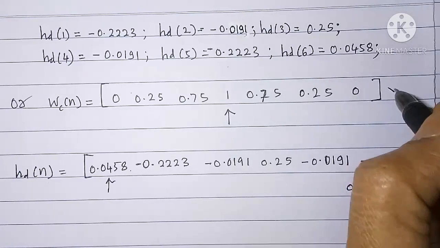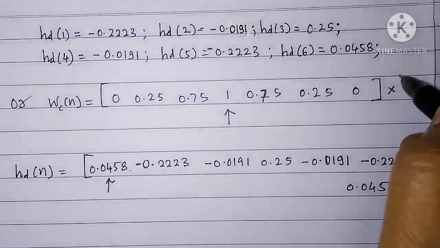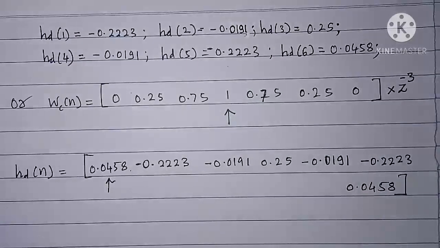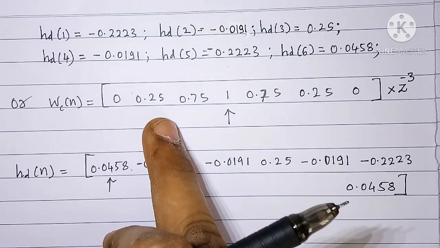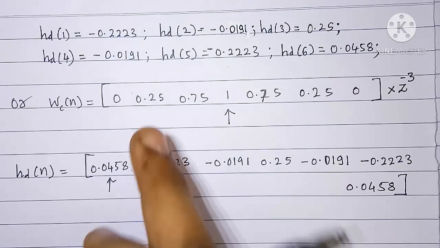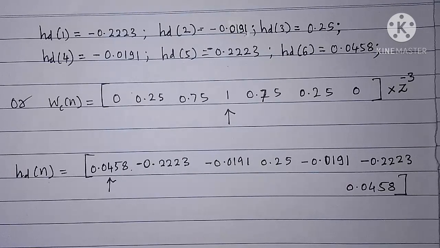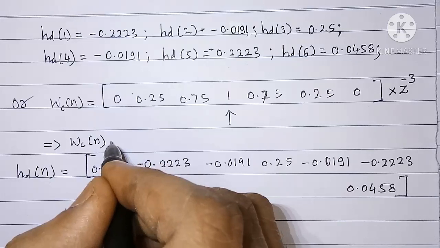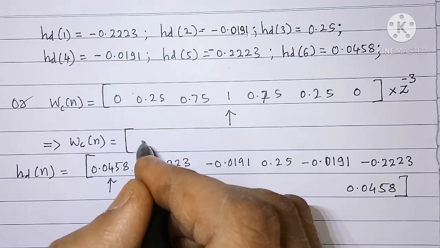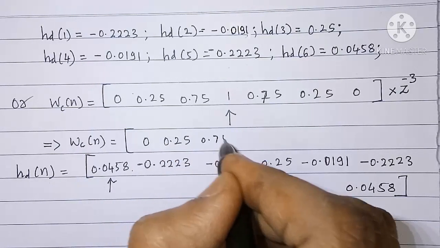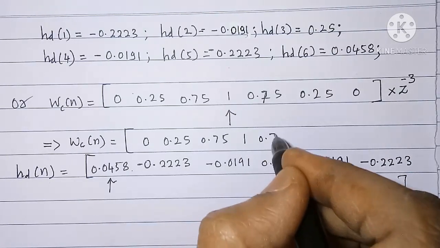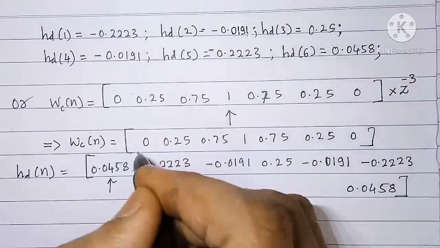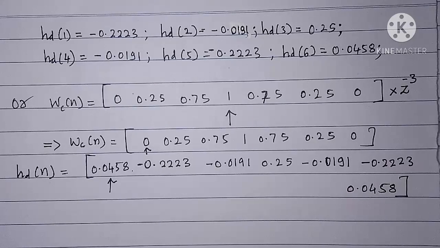Now we will multiply this WC of n by z raised to minus 3. That means we will delay these samples by 3 units, and then we will multiply delayed WC of n and HD of n. So when I multiply this, WC of n becomes 0, 0.25, 0.75, 1, 0.75, 0.25, 0. But now 0th sample will be 0 only.